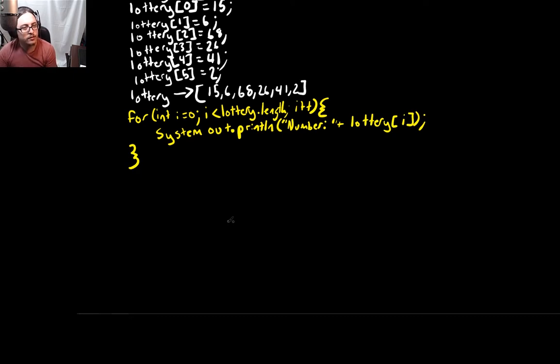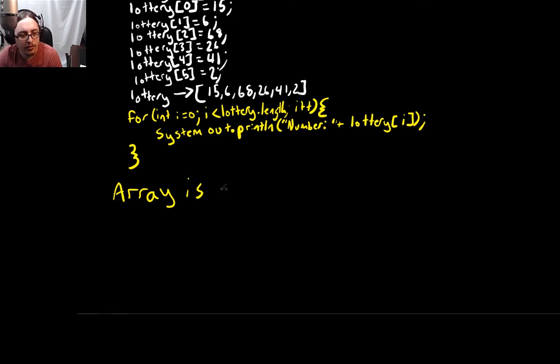So instead of having to say specifically, hey, print out lottery 0, print out lottery 1, print out lottery 2, we can just say print out lottery at position i, and then loop through all of the positions. So even if we increase the size of lottery, we don't have to change anything in the for loop, which is great.